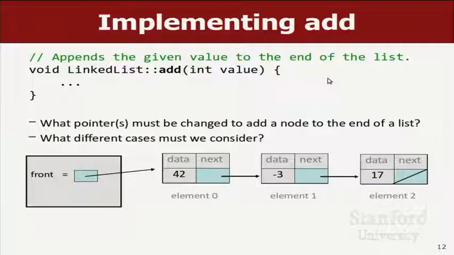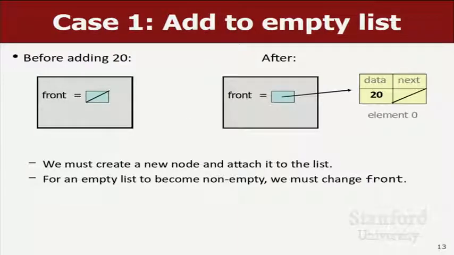So how do I add something to the end of a linked list? Well, let me show you some pictures. I want to hear your answer to that. But if we're doing an empty list, then we want to go from having a front, which is nothing, to having a front which stores that value, a node with that value inside of it, right?